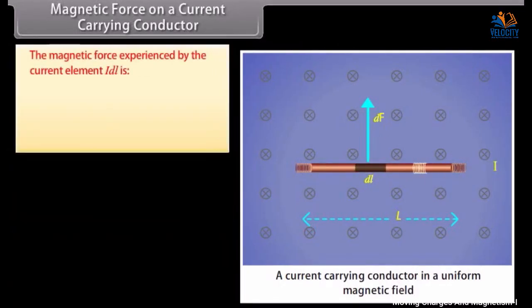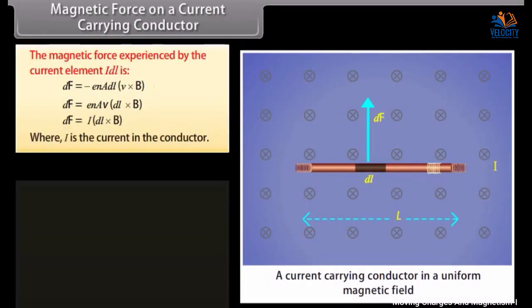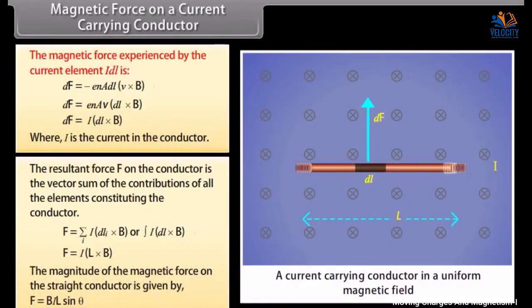The magnetic force experienced by the current element I dl is given by minus e n A dl into the cross product of v and B, which is equal to I into the cross product of dl and B, where I is the current in the conductor. The resultant force F on the conductor is the vector sum of the contributions of all the elements constituting the conductor. Now we get the result F is equal to I into the cross product of L and B. The magnitude of magnetic force on the straight conductor is given by F is equal to BIL sin theta.